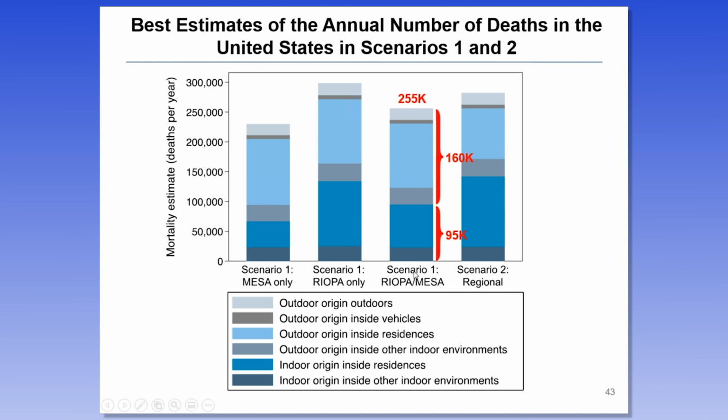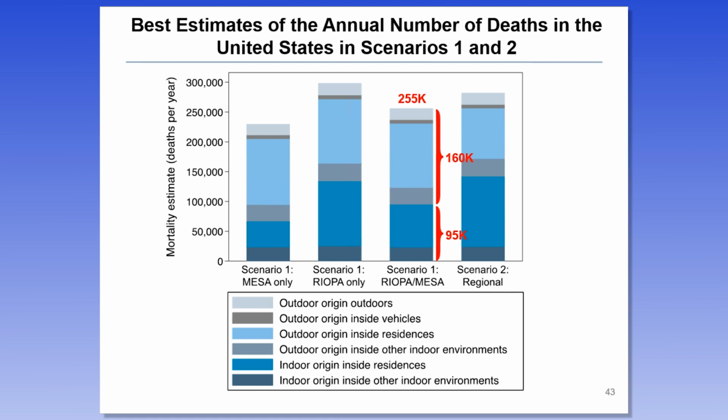So if we assume that across those we could sample equally and do the combined RIOPA-MESA scenario, this is probably our best estimate as of today of these microenvironments and indoor sources and their contribution to total mortality. This is a total mortality estimate of about 255,000 deaths, with 160,000, or about 60% or so, attributable to outdoor sources, with the biggest contributor being outdoor sources inside homes, where we spend most of our time, followed by outdoor origin inside other indoor environments. And you can see outdoor origin in outdoor environments is this small sliver up here.